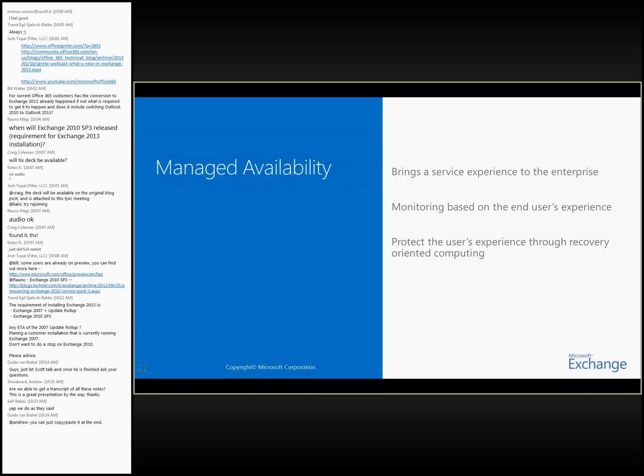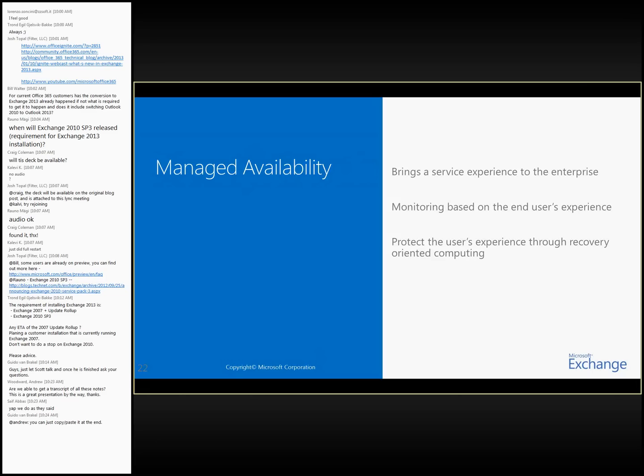So with managed availability, for example, the system can make a determination as to when to fail over a database or take a server offline based on service health. Now, historically, monitoring Exchange has relied on external applications such as System Center Operations Manager, which uses rules to collect data and to perform actions based on that collected data.